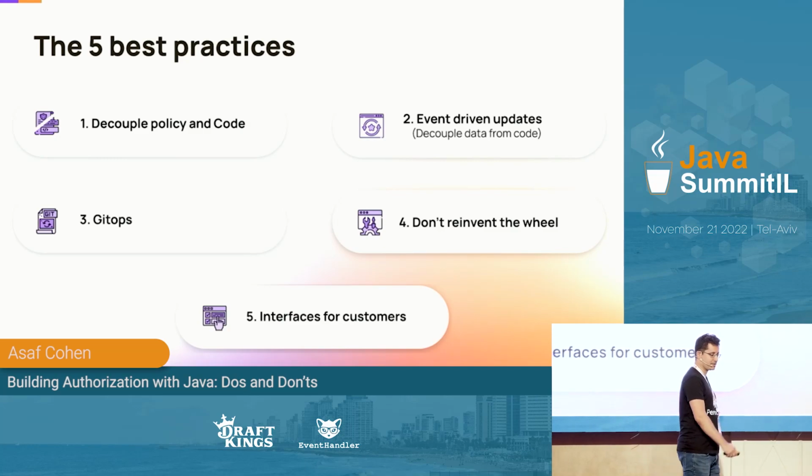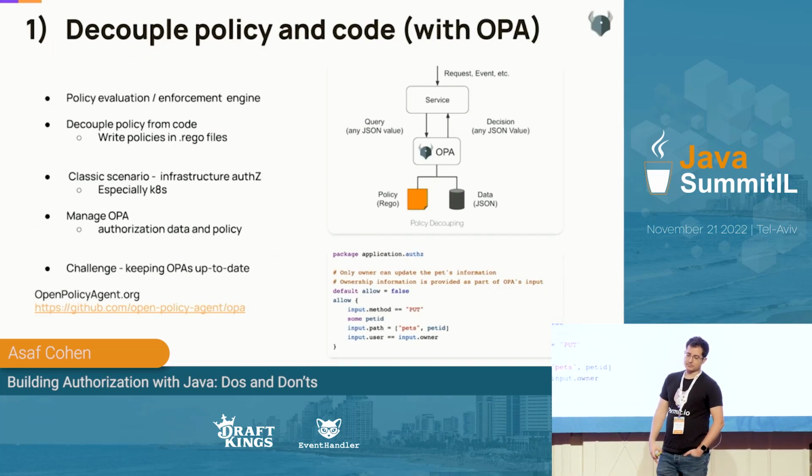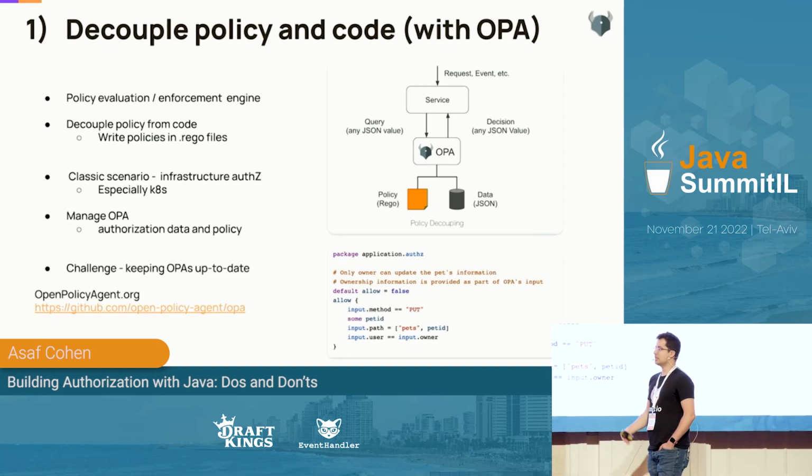So that's the 5 best practices. Let's go over them quickly. So first, decoupling policy and code, okay? I recommend a policy agent.